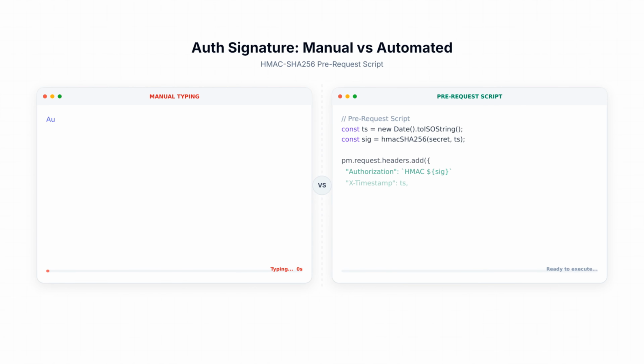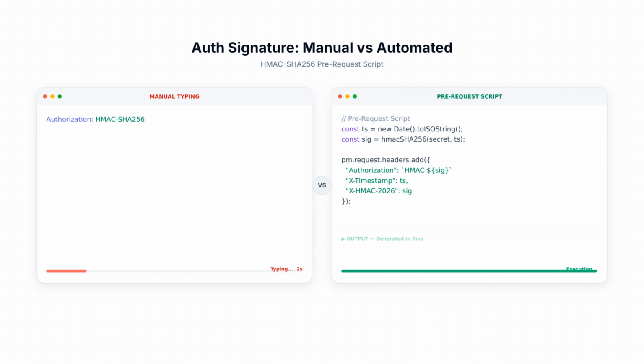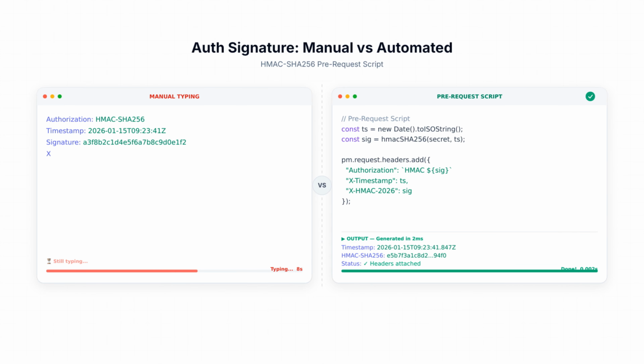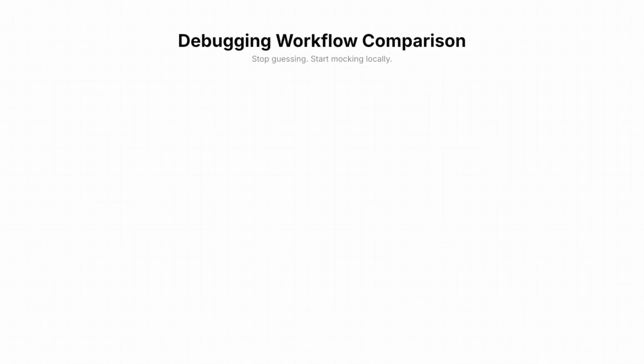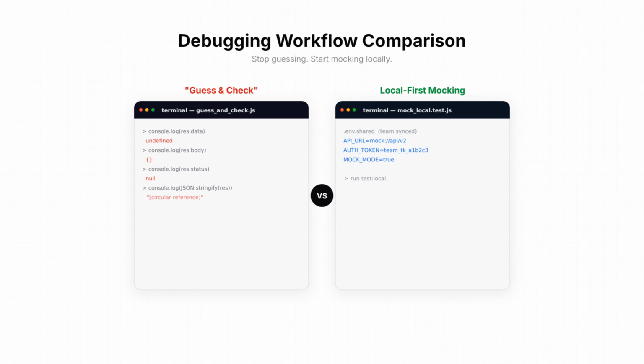Stop manually calculating headers. Use pre-request scripts to automatically generate complex authentication signatures and dynamic timestamps that ensure every outbound request is cryptographically valid. Replace the old guess and check method with a streamlined local-first process that uses shared environment collections to guarantee consistent debugging results across your entire engineering team.